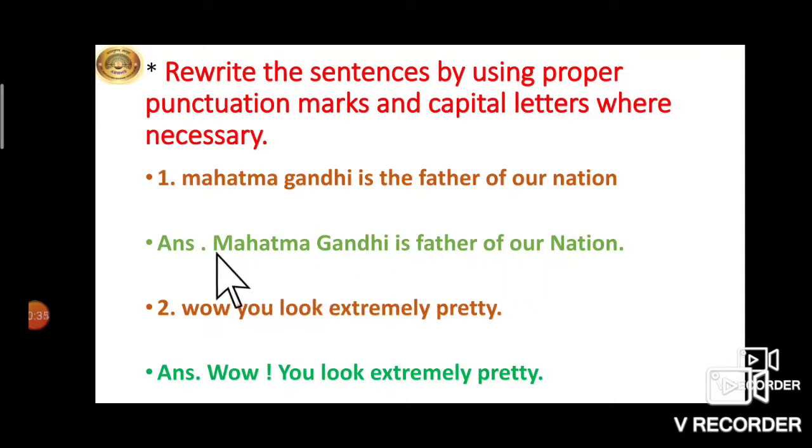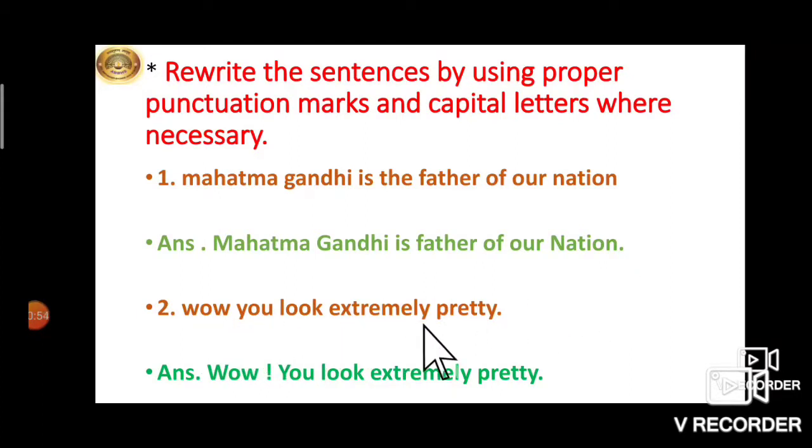Mahatma Gandhi is the father of our nation. Did you see the difference? The words which are here in small letters have become capital letters here. M has become capital, G has become capital, and of our nation, N will also be capital, and there will be a full stop. This is how you punctuate.